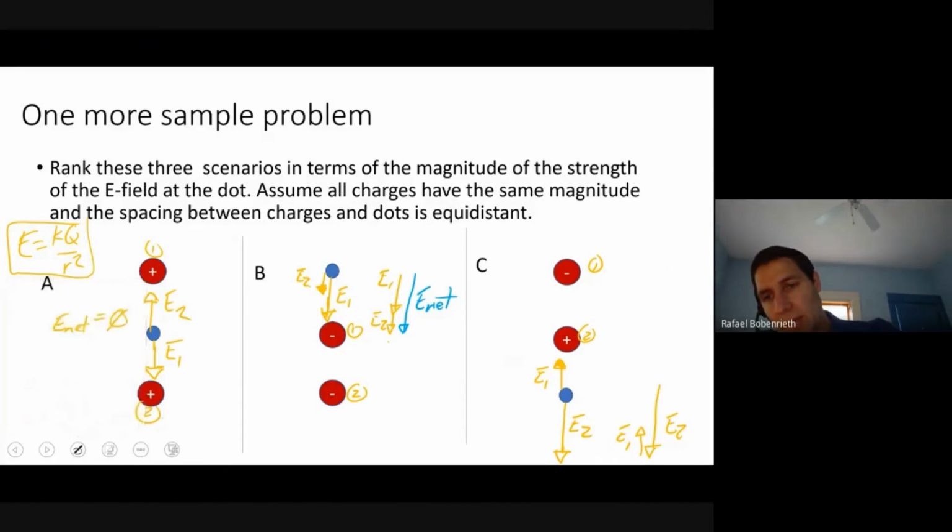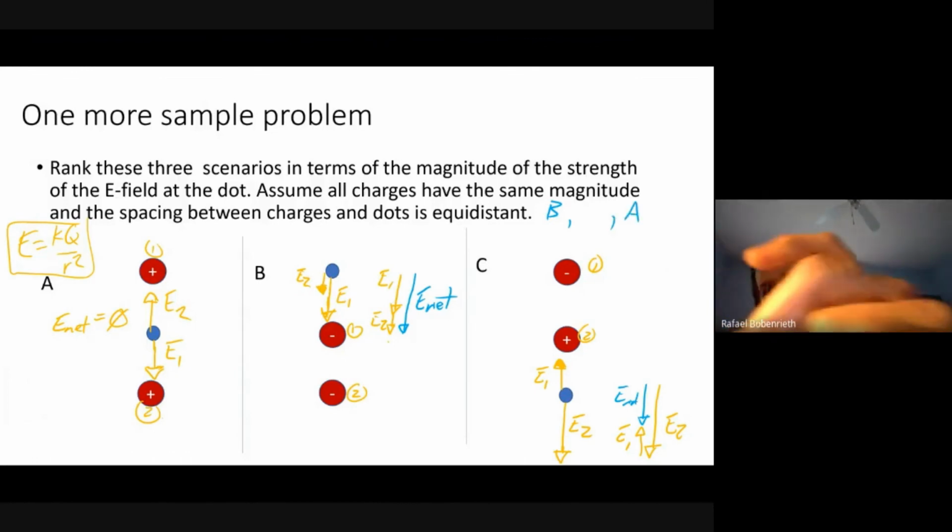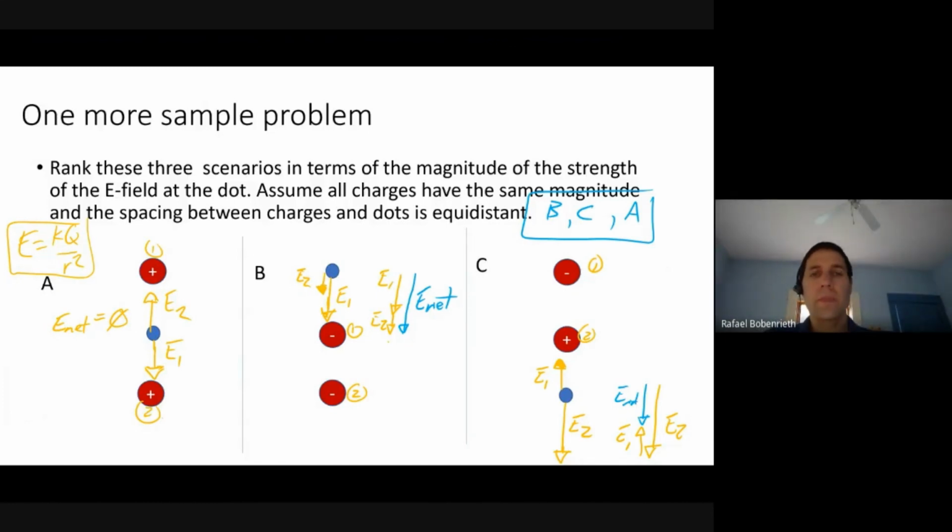And so my E net is going to maybe look something like this. I drew those bigger than the other one, but you get the idea. So when I rank the overall magnitude of the electric field strength at that blue dot, the biggest net electric field is going to be at B. The smallest is going to be at A, and C is going to be between the 2 of them. So that's how you could attack a problem like that.